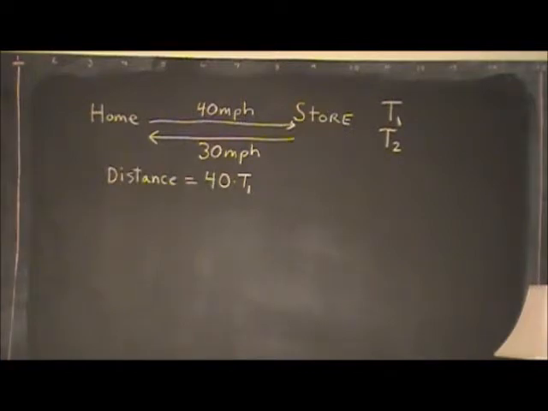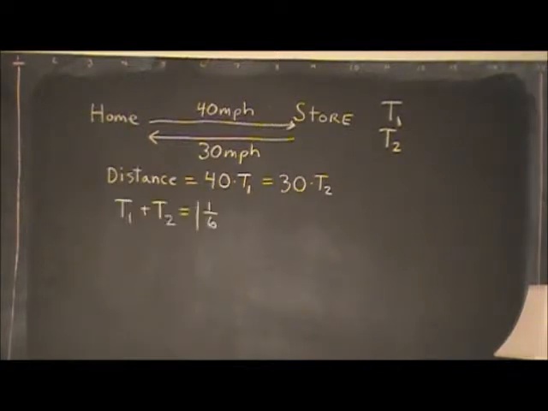The distance he would have traveled to get to the store is equal to 40 times t1. Since he drove home along the same route and traveled the same distance, the distance he traveled can also be expressed as 30 times t2, since he traveled 30 miles per hour and it took him t2 hours to get back.